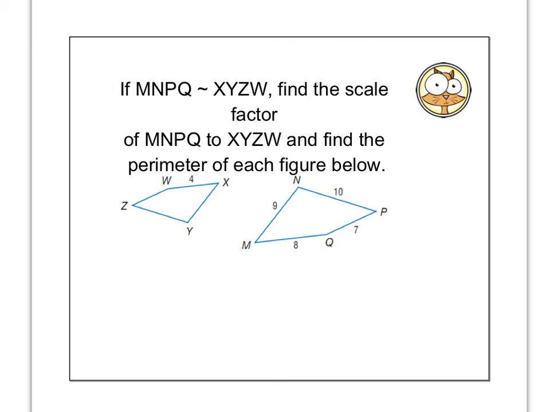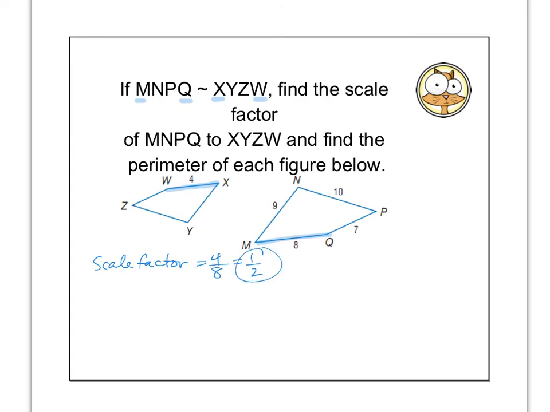First, we have to find the scale factor between them. The only number I see over on the left side is the 4. Now, WX are the first and last letter. It should match up with MQ. MQ is 8. So that tells us the scale factor is 4 to 8, because they match up, or in other words, 1/2. 1/2 is the scale factor.